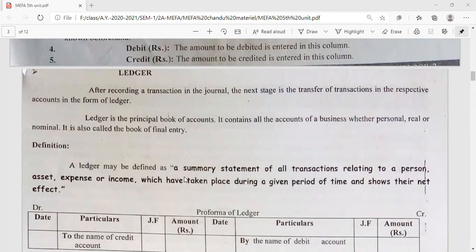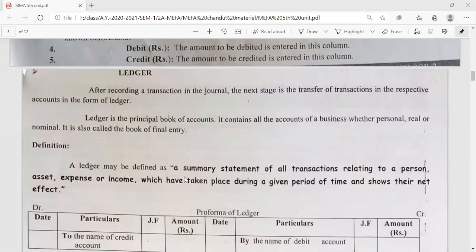It contains all the accounts of business, whether personal, real, or nominal. We said that we have three varieties of accounts: personal account, real account, and nominal account. Nominal account is meant to identify the profits, gains, or losses. A real one is regarding the assets, that may be machinery, some place, or some land. And personal account is nothing but the name of persons or the name of some companies. Those are called personal accounts.